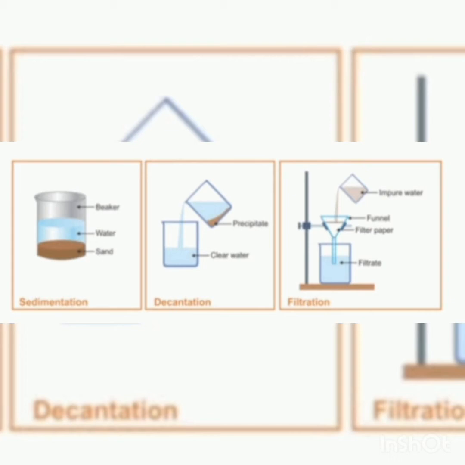First of all, we can see in the diagram, what is sedimentation? First we have to know what sedimentation is. Basically, the settling of heavier particles at the bottom of any utensil is known as sedimentation. When the heavier particles of the mixture settle down at the bottom of any beaker or utensil, it is called sedimentation. And the process of pouring the upper clear liquid into another container without disturbing the sediments is called decantation.